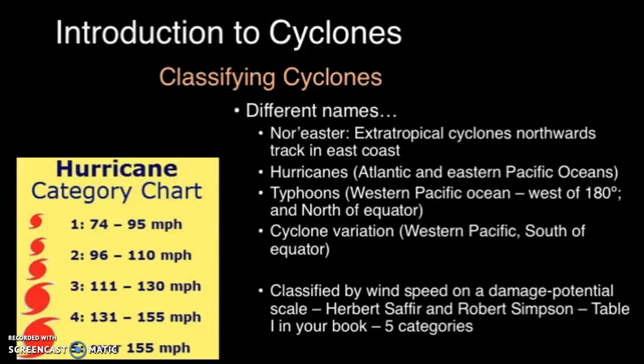This is based on the Herbert Saffir and Robert Simpson scale, a potential scale that was given. That scale is described in Table 1 in your book. I recommend you check it out. It's pretty good. I didn't put it here because it was very detailed, but in there it gives you not just how much wind is related to each category, but also the atmospheric pressures related to the specific hurricane category, and what kind of damages you expect to see when one of these massive cyclones occurs. Okay.